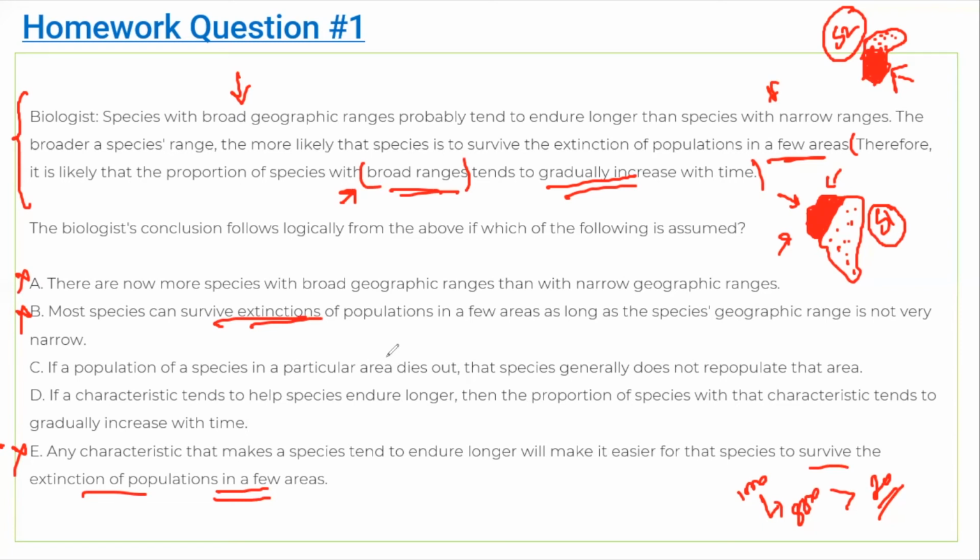If a population of a species in a particular area dies out, the species generally does not repopulate that area. Okay, let's consider these two again. What it's saying is, let's say S2 is gone over here. That means S2 will never come back here. So only these guys are left to grow the numbers. The same applies over here also, but I have a bigger number remaining to grow the population.